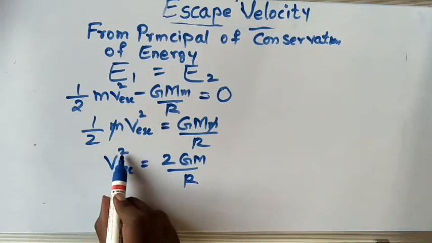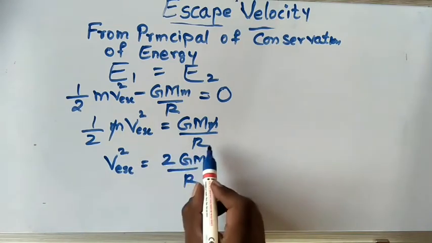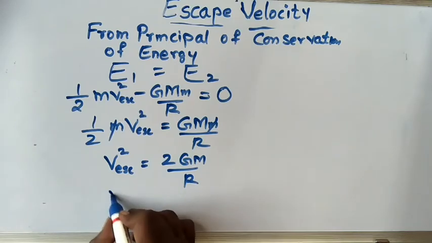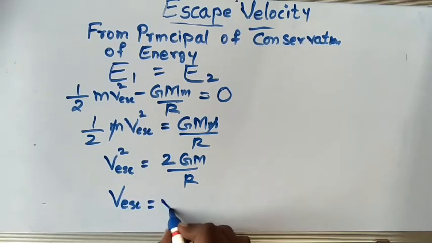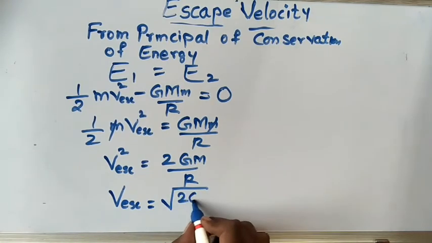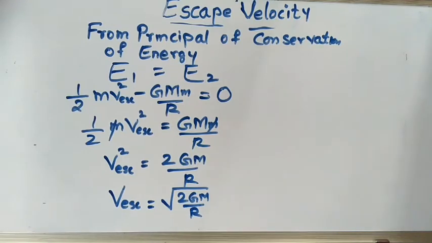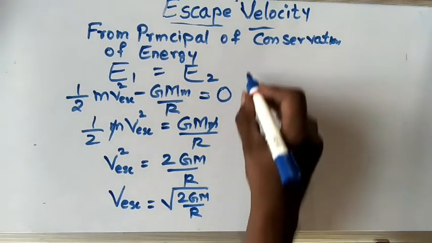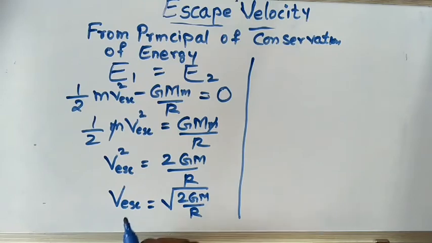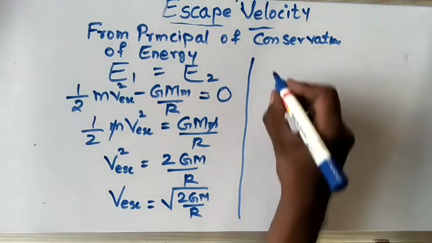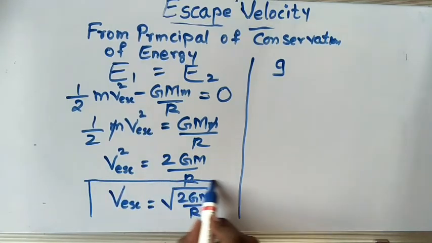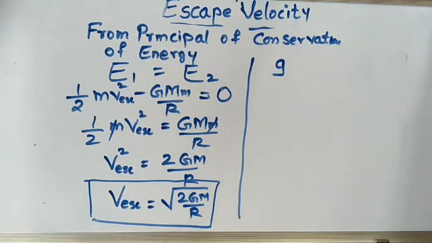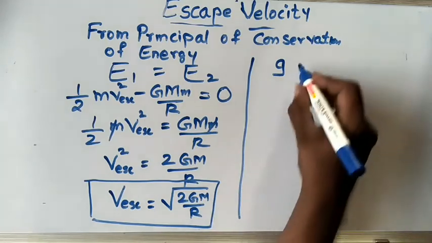So when we remove the square, here you will get a square root. So V escape, I am removing the square, here you get 2GM upon r. Understood? Okay. Now previously I taught you the formula for g. Now this is the formula for escape velocity. Now there is one more formula.